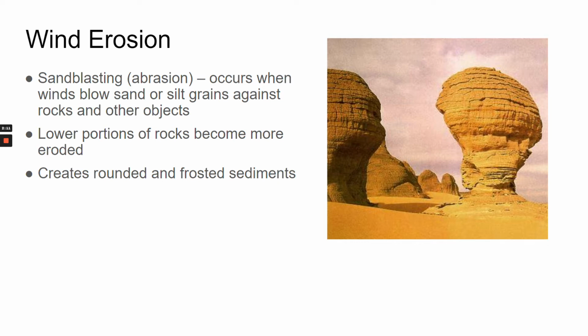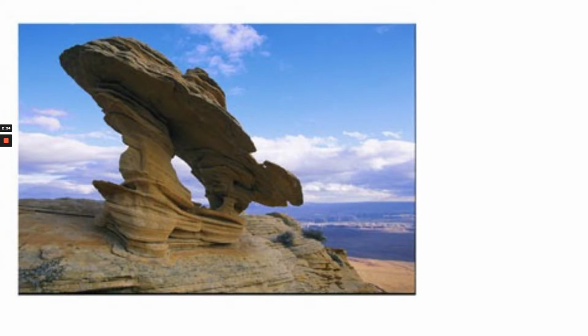And frosted is sort of what you would see maybe at the beach. Things that have been hit a lot are not clear anymore. They have a little bit of a white coating on them, and that's just because they're being pummeled. Here's another example of a rock that's been weathered and eroded by abrasion.